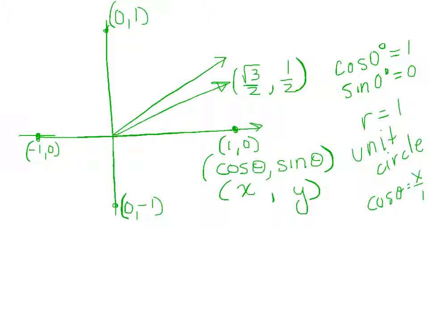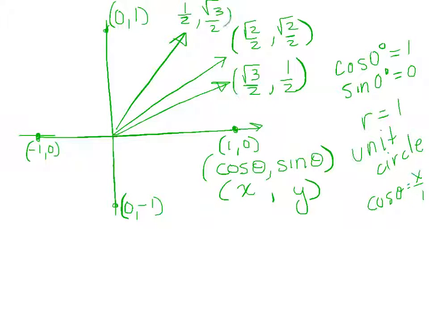For the 45-degree angle, we had square root 2 over 2, square root 2 over 2 for the cosine and then the sine. And then we had our 30-degree angle, we had the cosine 1/2 and the sine square root 3 over 2. Okay, so that's where we are so far in our unit circle.